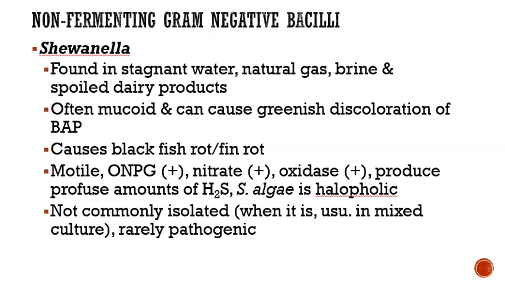They're motile, ONPG positive, nitrate positive, oxidase positive. This organism produces profuse amounts of hydrogen sulfide. And then the species Shewanella algae is halophilic, which I don't know if you remember from, I think it was Unit 1, means that the organism is salt loving, so they can survive in environments with increased salt content. This one's not commonly isolated from clinical specimens. When it is, it's usually in a mixed culture, meaning that there are other organisms recovered at the same time, and it's rarely considered pathogenic.